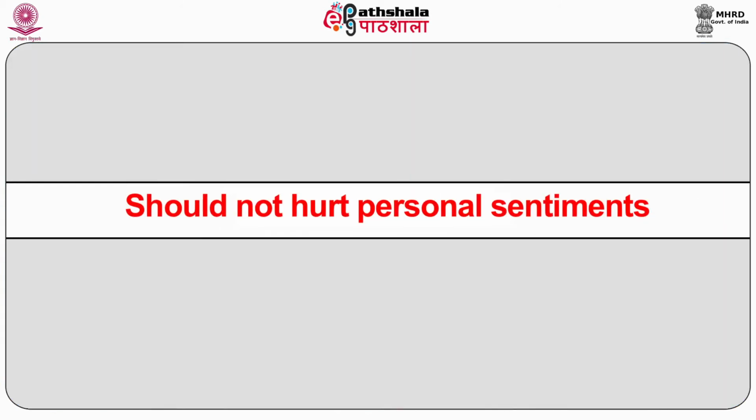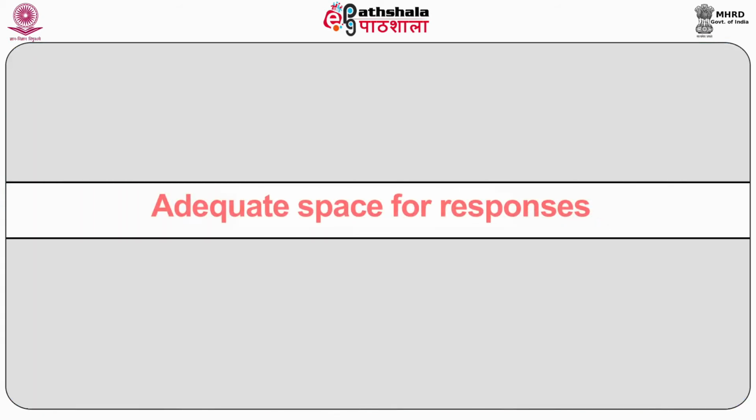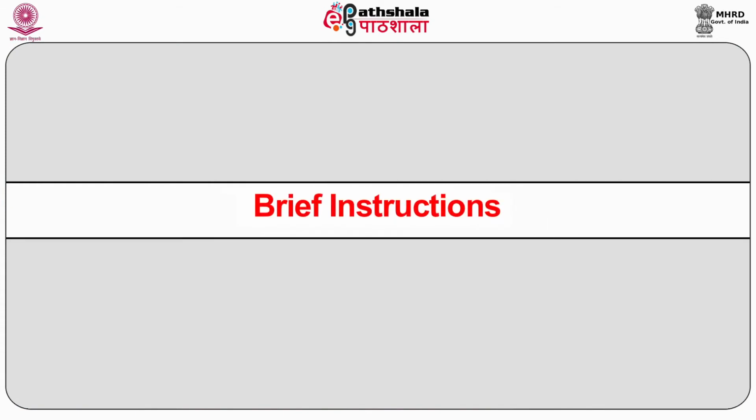Number 5. It should not hurt personal sentiments. Utmost care should be given while using the language of the questions so that it does not hurt the sentiments of the respondents. Number 6. Adequate space for the responses. While designing the questionnaire, the researcher must provide sufficient space to allow the respondent to record his responses properly and in order. Number 7. Brief instructions.